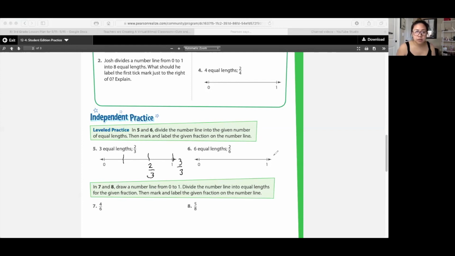Okay, moving on. Actually, you guys are going to go ahead and do 6. Just remember your 1 is going to represent 6/6. So go ahead and cut that, and then label where 2/6 would be.